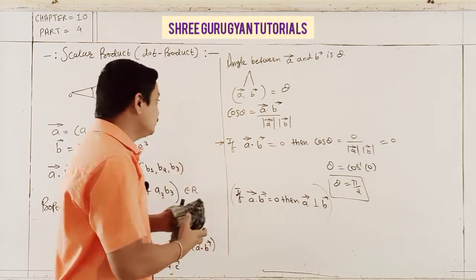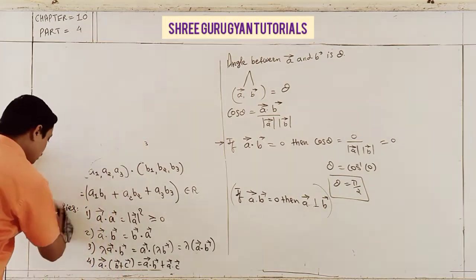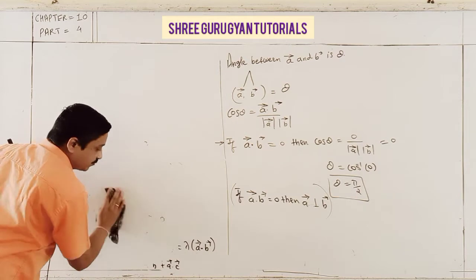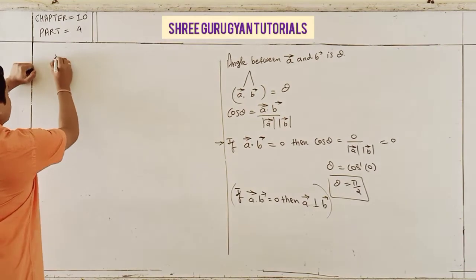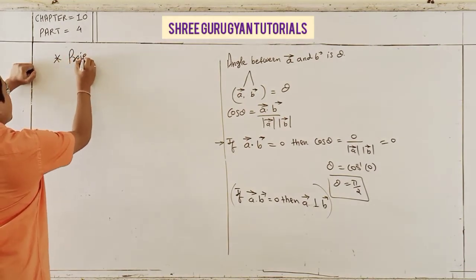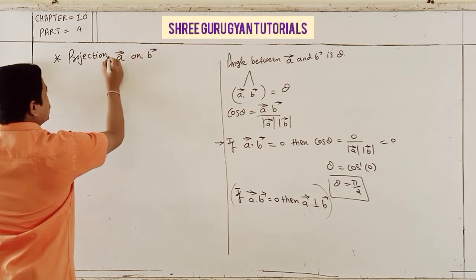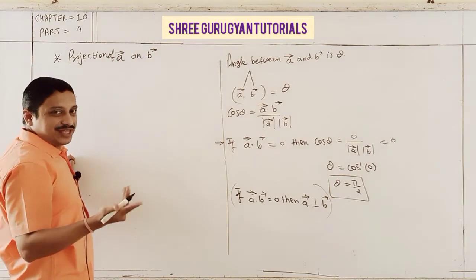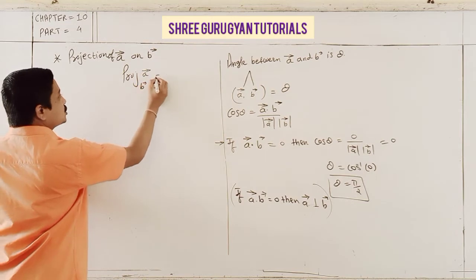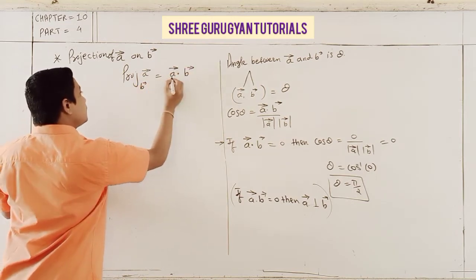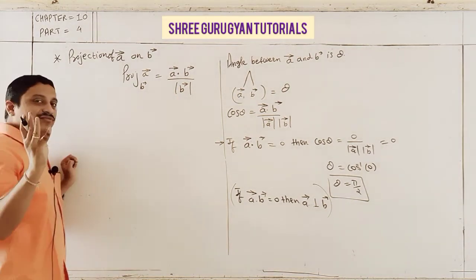Point number 3. Yes, now projection is coming. Projection of A on B. Very easy, a new point. Projection of A on B. First of all, I write down the formula. The projection of A on B you can show as A dot B by magnitude B. And at properties level, there are 4 different drawings given.